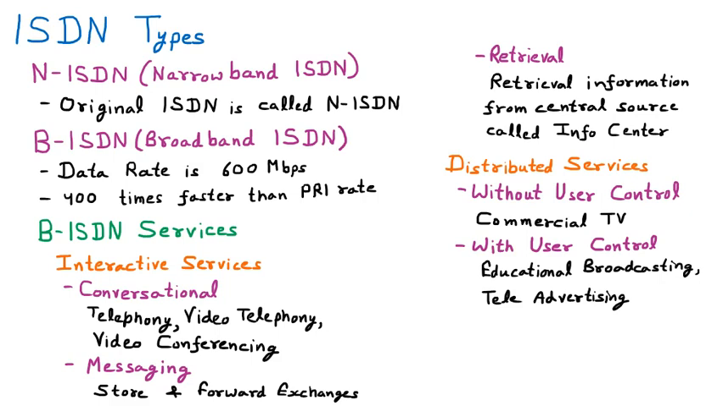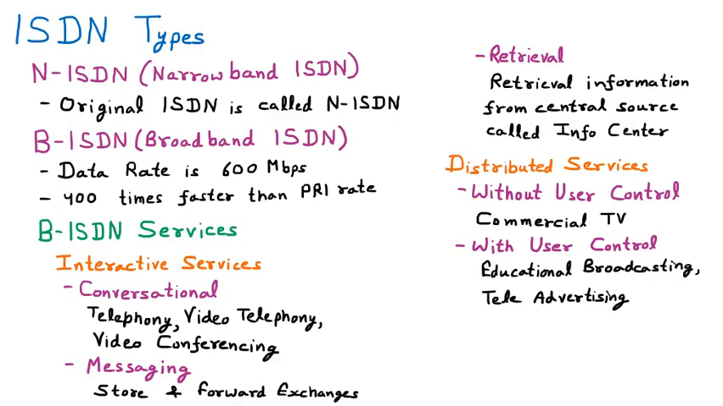So we have learned that in ISDN there are two types. One is narrowband ISDN, called N-ISDN, which is the original form of ISDN, normally slow, and can send less data. The other is broadband ISDN, called B-ISDN, which has a data rate of 600 Mbps and is 400 times faster than the PRI rate.